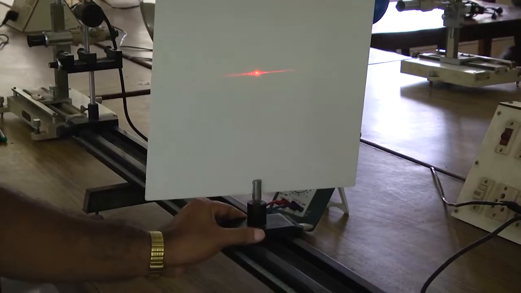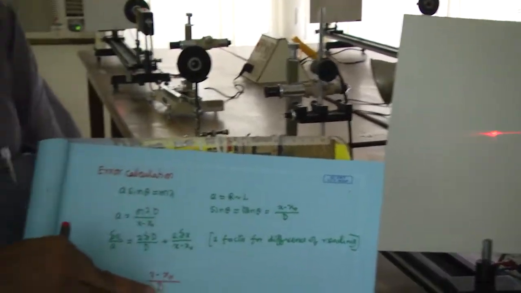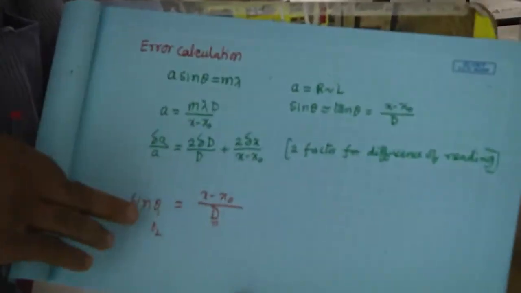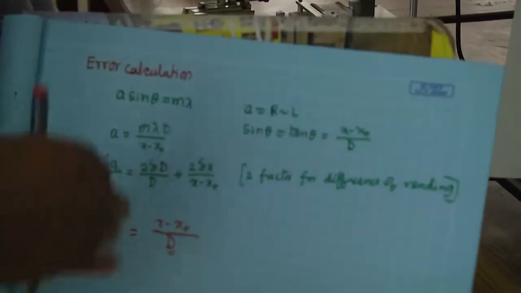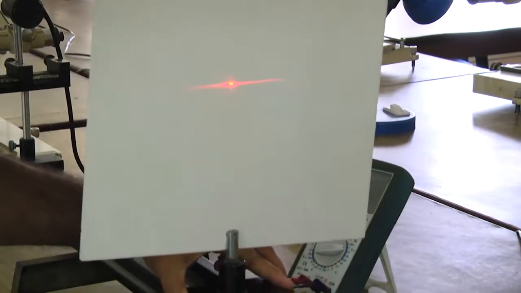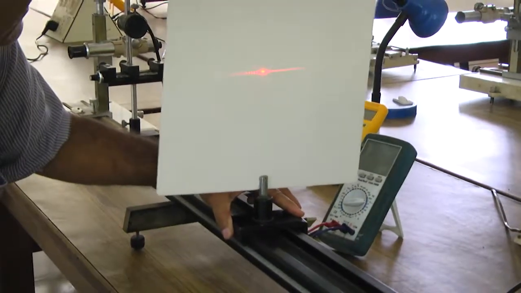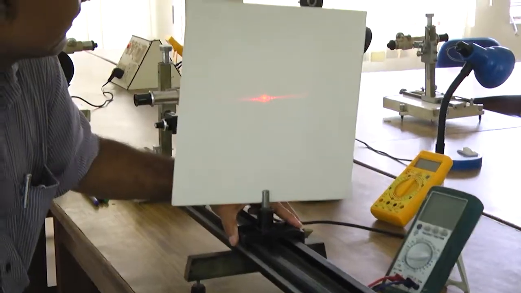So, x will decrease because d is decreased, to keep this theta 1 the same, because that is coming from the slit. So, this fringe spacing will depend on the screen distance from the slit, right, the screen distance from the slit.